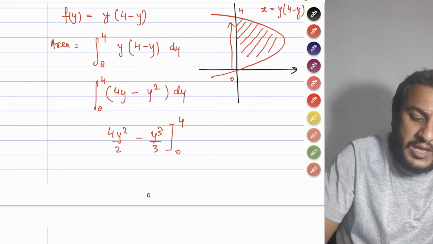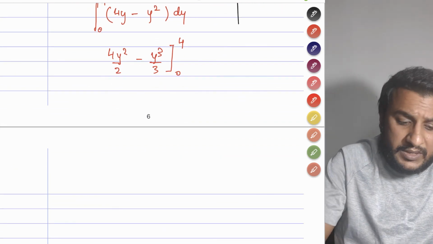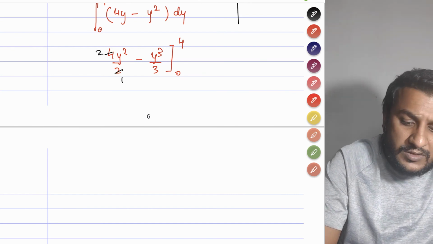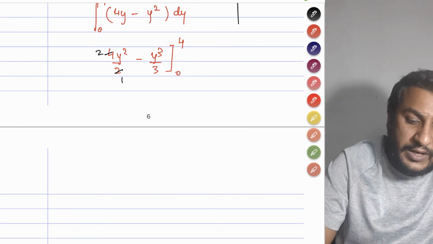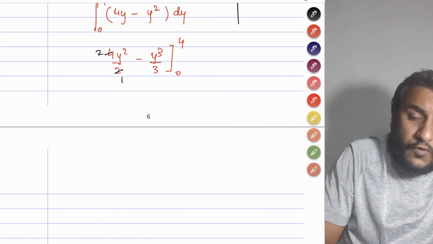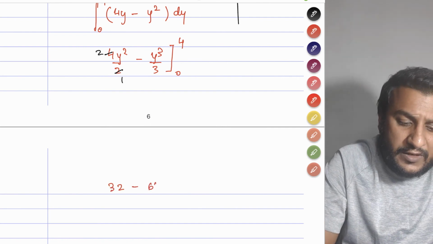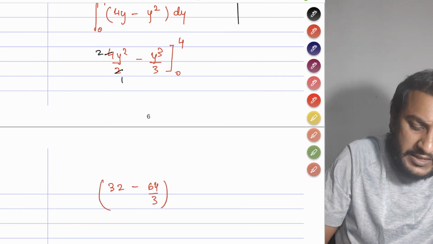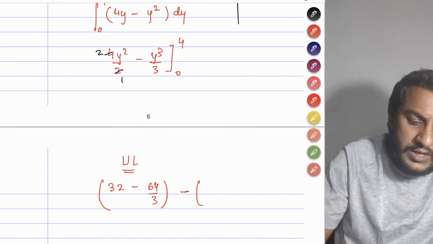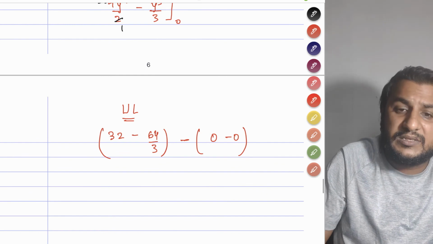So always we first put in our upper limit, then we put in our lower limit, and this can be simplified over here. This is 1, this is 2. So basically this would be 2y square. So if I write this as 4, 4 square is 16, 16 into 2 is 32, minus 4 cube, which is 64 by 3. So this is my upper limit, minus the lower limit, since it's 0, 0 into something is 0, minus 0, it remains 0.